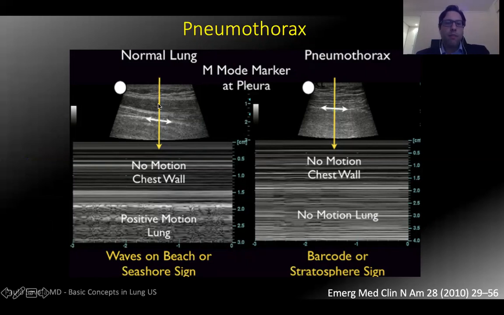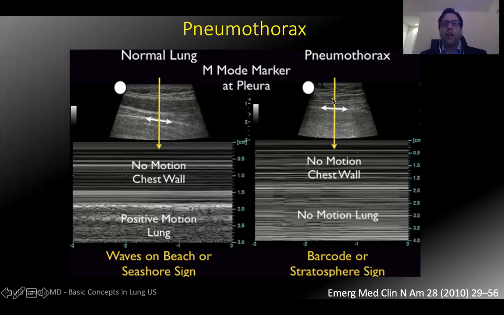If you place your M mode here, you have no motion in the chest wall, and you have motion in the lung, causing this appearance that is called the waves on the beach or seashore sign, like if this is the sand and these are the waves on the sea. And if you have pneumothorax, the gas in the pleural space will not allow you to see the lung moving, so it will appear that the lung is not moving.